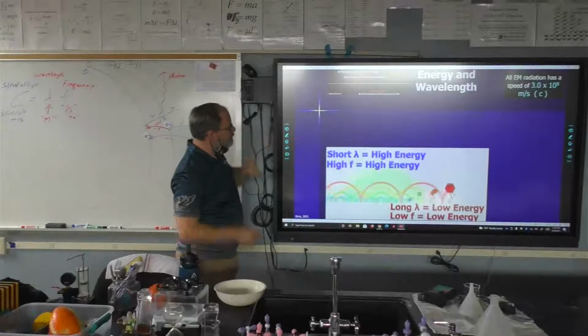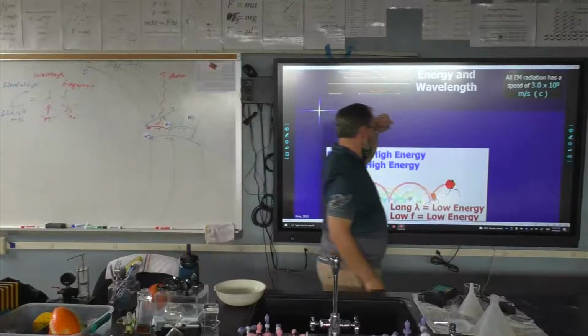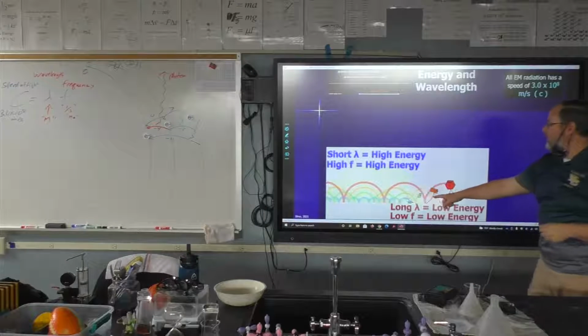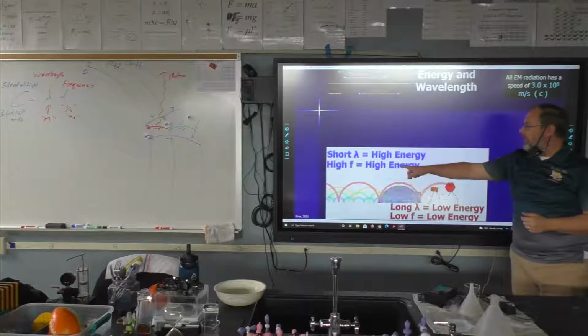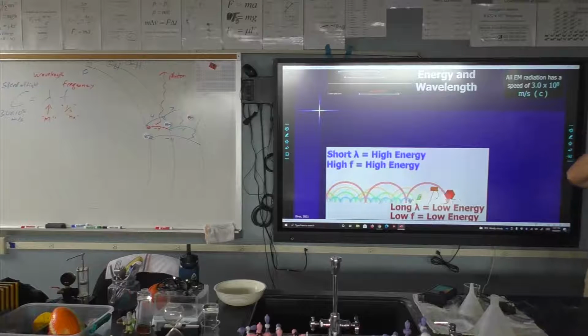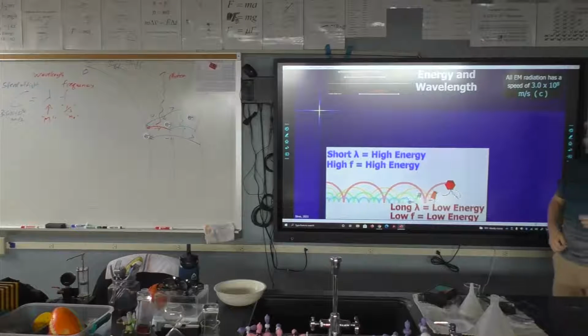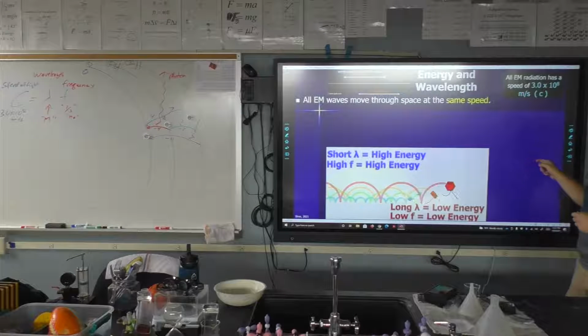Okay, let's move on. So there's what I was talking about. So you have super high energy little blue guy because he has a high frequency, high energy. And if your frequency is high, your wavelength is small. If your wavelength is big, your frequency is small because the product of the two are a constant at the speed of light.